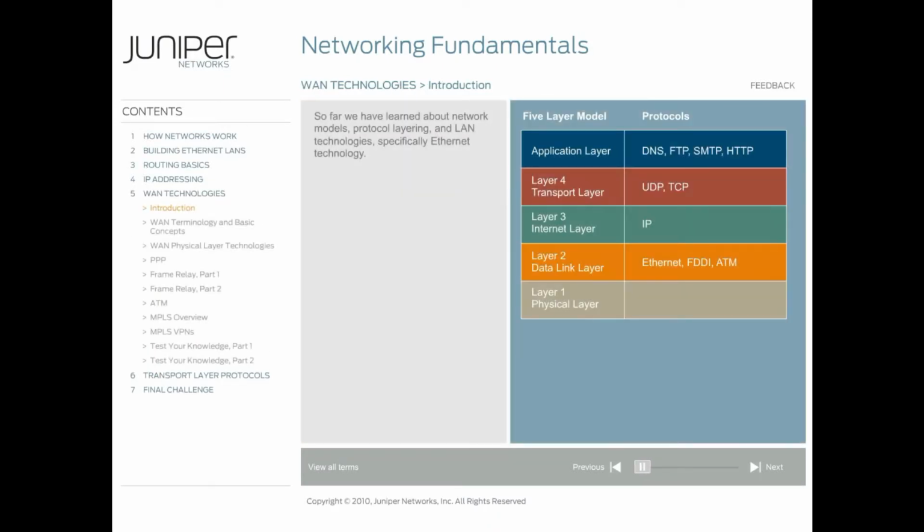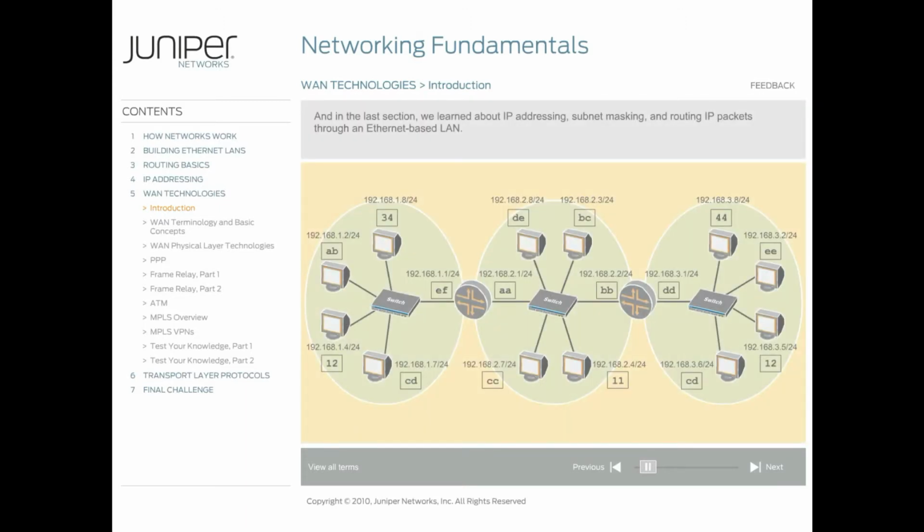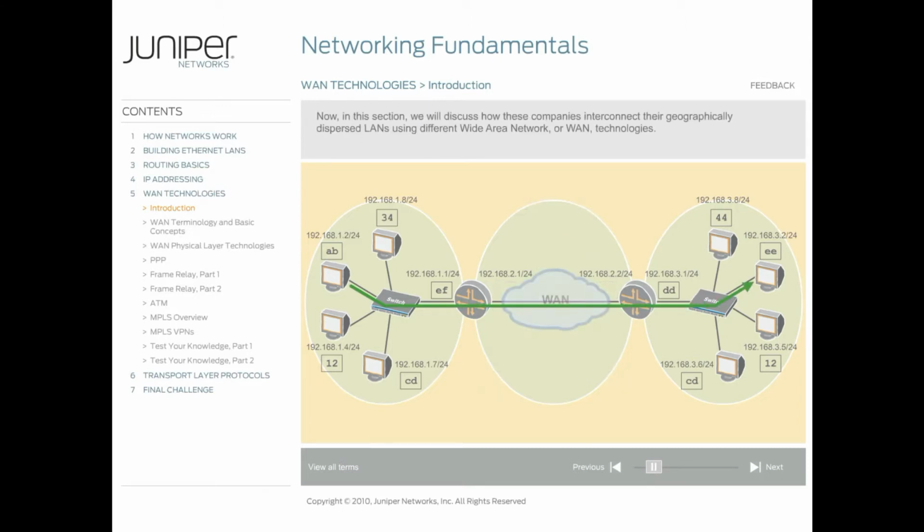So far, we've learned about network models, protocol layering, and LAN technologies, specifically Ethernet technology. And in the last section, we learned about IP addressing, subnet masking, and routing IP packets through an Ethernet-based LAN. Now in this section, we'll discuss how these companies interconnect their geographically dispersed LANs using different wide area network, or WAN technologies.